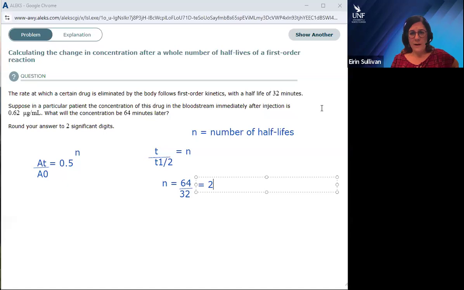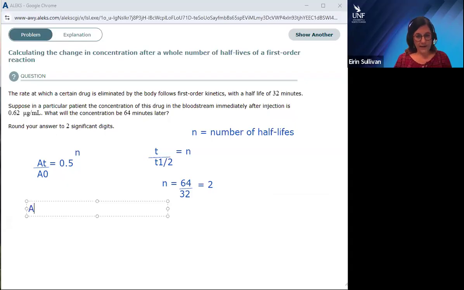Okay, so we've worked out how many half-lives have elapsed. What I'm going to want to solve for in this equation is At, the concentration at the current time t. So I'm going to rearrange my equation so that At is the subject: A0, the initial concentration, times 0.5 to the power of n, which is our number of half-lives that have elapsed. Then I can just plug and chug in there.